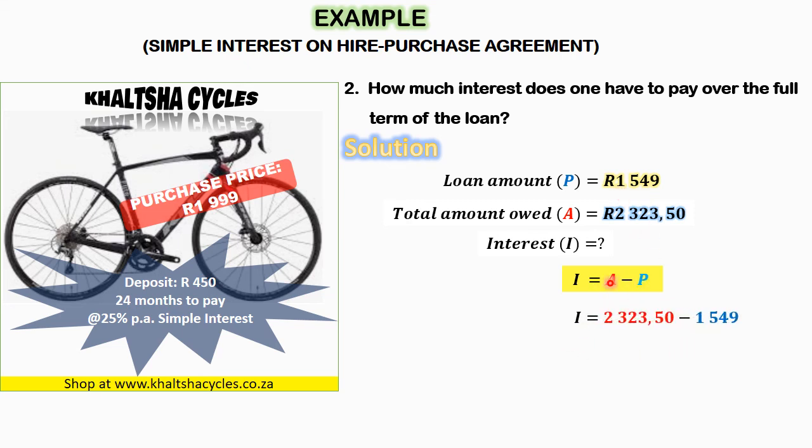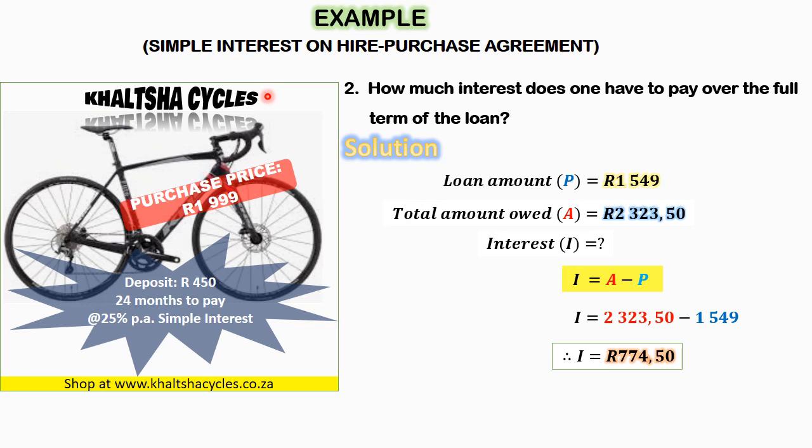Therefore, it means it will be 2,320 rand 50 cents minus 1,549, which will actually give you 774 rand 50 cents. Okay, so it means you are actually paying 774 rand 50 cents additional, on top of the 1,549 rand. Okay, which will total in what? In 2,323 rand 50 cents. Okay, so this is the amount that is going to be gained by Culture Cycles.